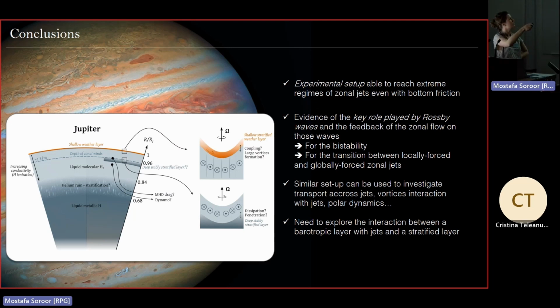So the jets extend deep beneath the atmosphere of Jupiter, and we also have some shallow structures in the atmosphere. One study of interest, I think, is to understand how those barotropic zonal jets could interact with a shallow stratified layer, and if it can trigger vortices, and what is the interaction with these vortices, and so on.